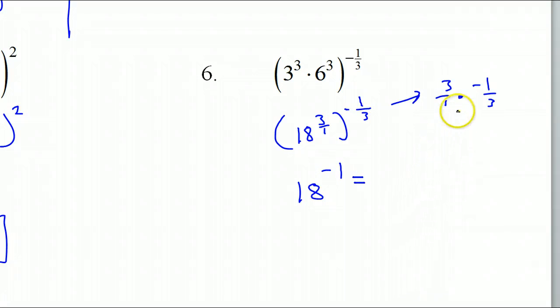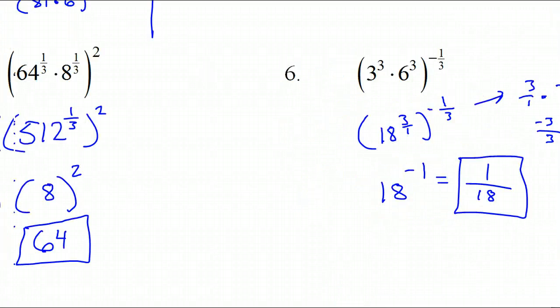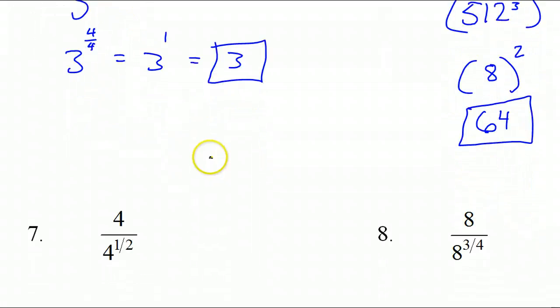Okay. So 3 times -1 would be -3. 1 times 3 is 3. So clearly, this is going to be -1. So this is 18 to the -1 power. And if you have a negative power, you're going to drop it down to the denominator. So this will be 1 over 18. Notice it's not -18, it's just 1 over 18. So that's number 6.